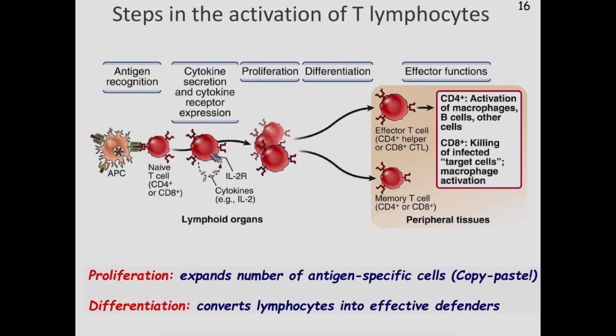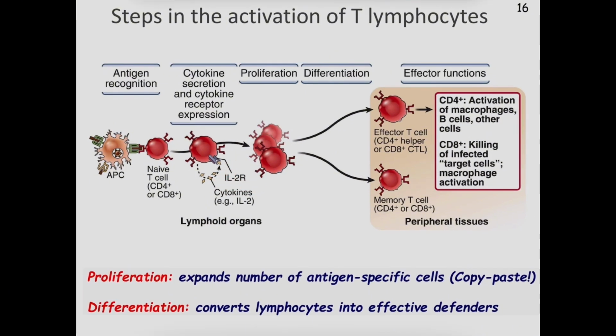So now what happens after we get these two signals and the T cells are activated? We're going to have proliferation and differentiation. So proliferation is the expansion of the number of the antigen-specific cells, whereas differentiation is going to convert them into effective defenders. So what happens is the T cell itself is going to secrete cytokines such as interleukin-2. And this interleukin-2 is going to bind to the IL-2 receptor on that same cell. So after it secretes it, it's going to bind. So it'll look something like this. So it secretes it and it binds onto the surface of the receptor over here.